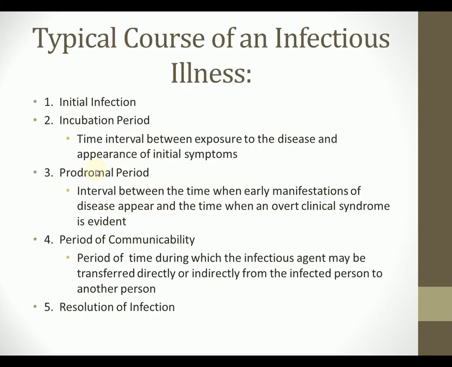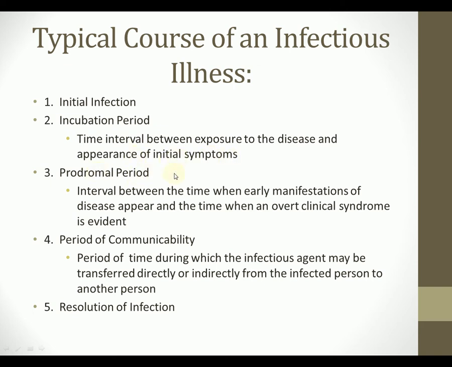Alrighty, typical course of an infectious agent or illness. There's 5 steps: the initial infection, the incubation period, the prodromal period, the period of communicability, and the resolution of infection. Now, if you look at the definitions here, and I would study these for my quiz, the incubation period is the time interval between exposure to the disease and the appearance of initial symptoms. So, when I've come into contact with it, I see the initial symptom.